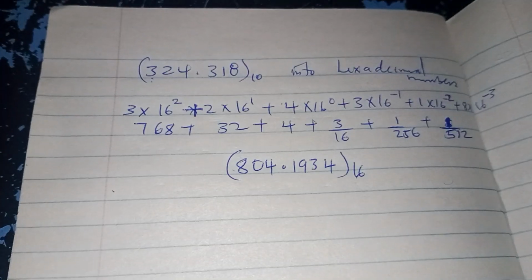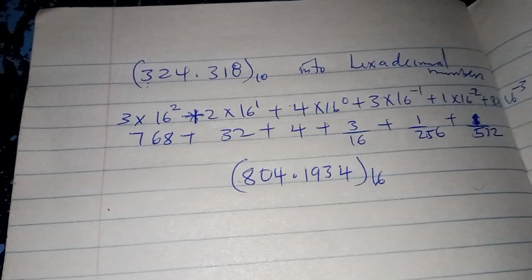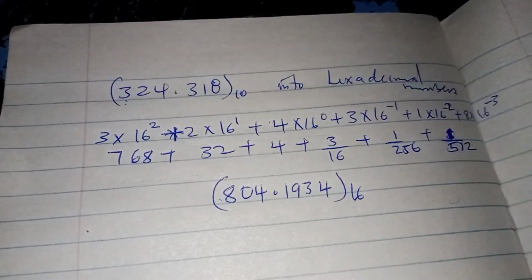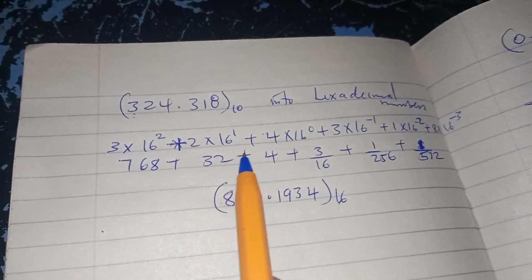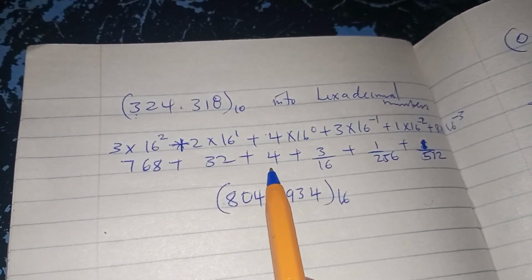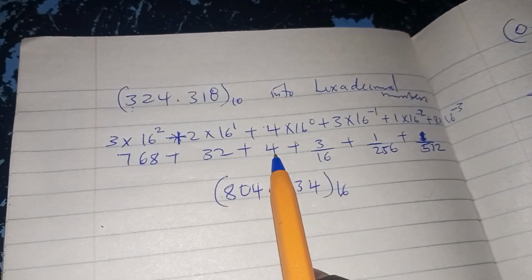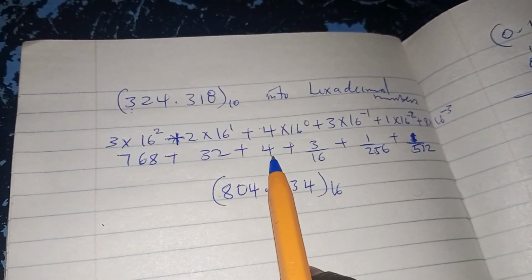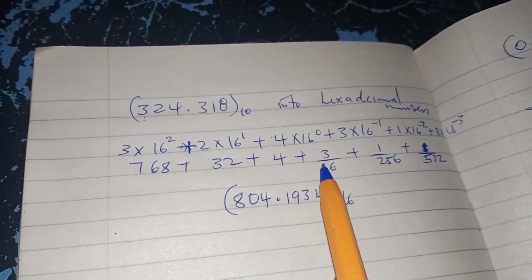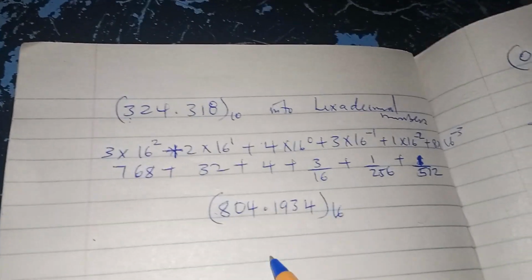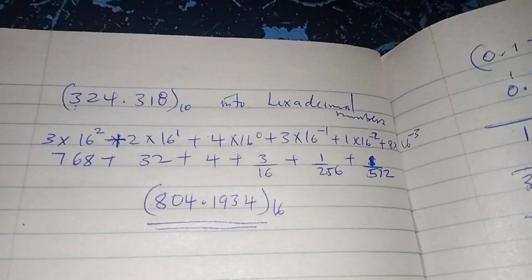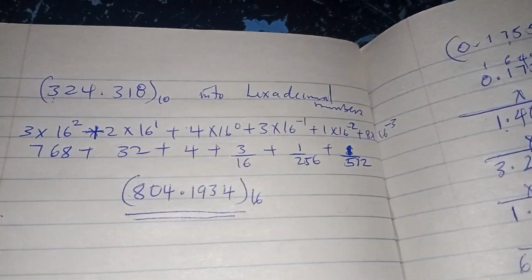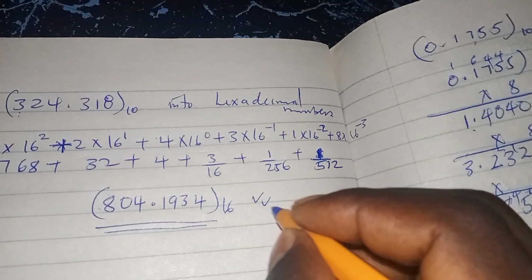So let me just use the calculator. On using the calculator, I'm getting that 16 squared times 3 is 768, as I've written here. We have 2 times 16, which is 32. We have 4 times 1, it is just 4. And remember, anything power 0 is just 1. So 3 times 3 over 16 plus this, then the final answer I got is 804.1934 base 16. So this is the hexadecimal number that you are required to find.